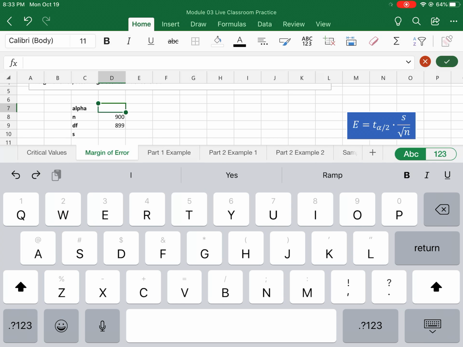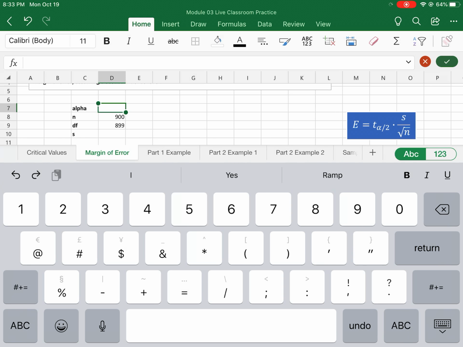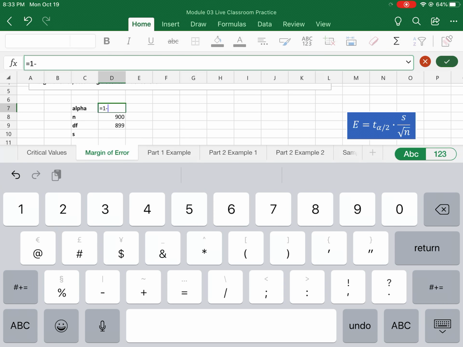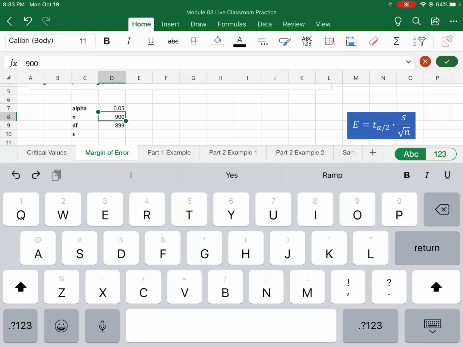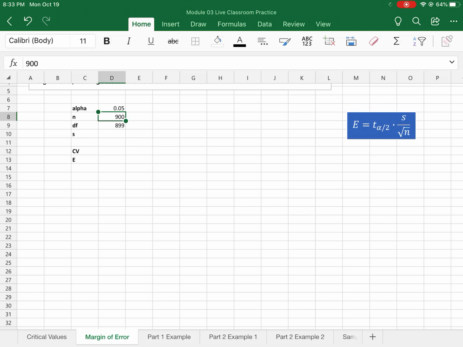Okay. So now I'm just following the same steps I did for the first example. I'm going to go ahead and find my alpha. With your alpha, that's where you use the confidence level. So I have equals 1 minus, with this one, we want a confidence interval of 95%. So parentheses 95 divided by 100. Hit return. So I have 0.05.